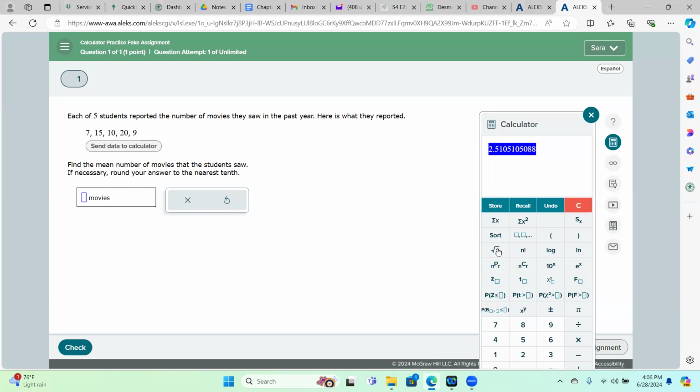So we have to do the complement: 1 minus the less than of 2.5105. And this is not very likely. Very small probability.